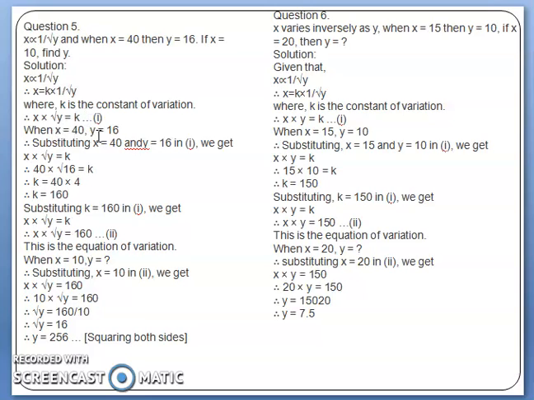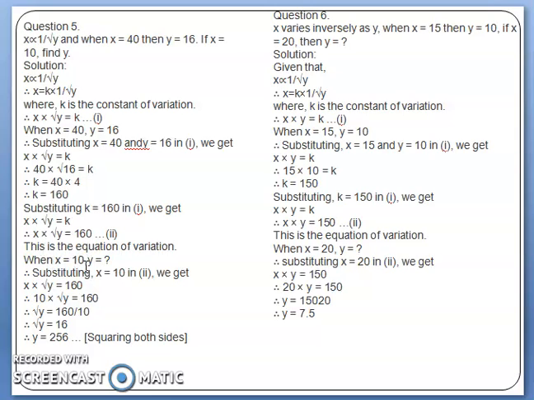So when X is equal to 40 and Y is equal to 16, what will be the value of K? That is X multiply root over Y, that is 40 multiply root over 16 is equal to K. Root over 16 is equal to 4. So 40 multiply 4 is 160. So substituting K as 160 in equation 1, we get X multiply root over Y is equal to 160. This is the equation of variation.